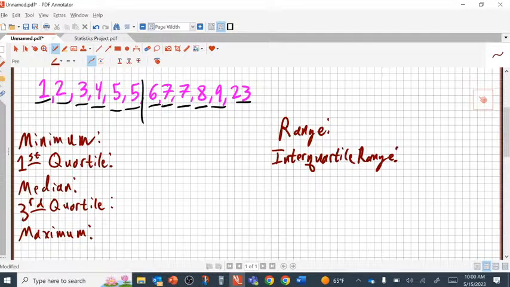You would have done this last year for sure, but this year we're actually going to add to it, where it's not just making a box and whisker plot, it's making two box and whisker plots that you can then compare. Let's talk about it.